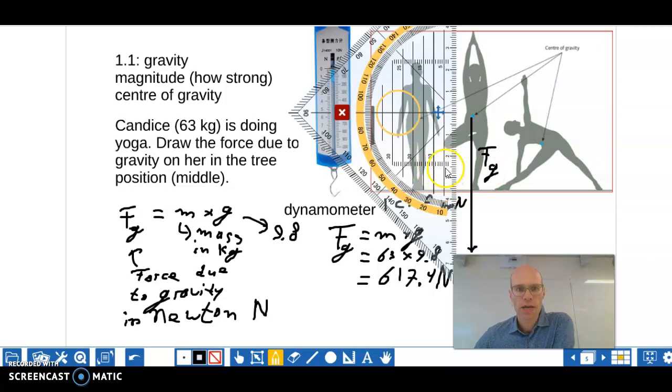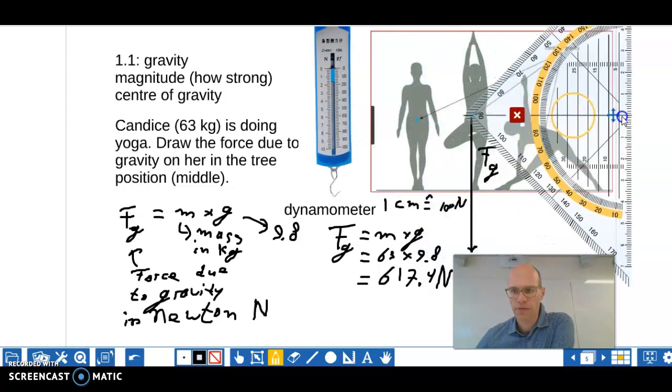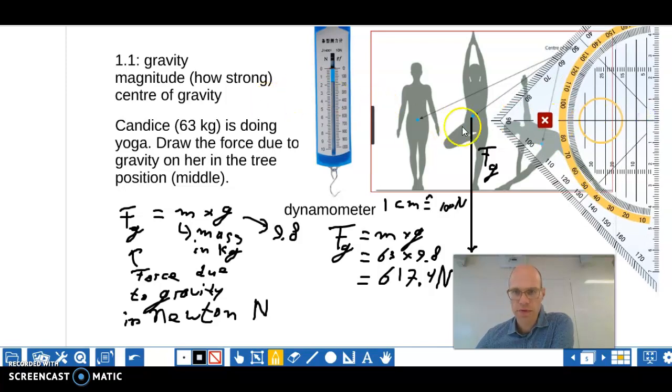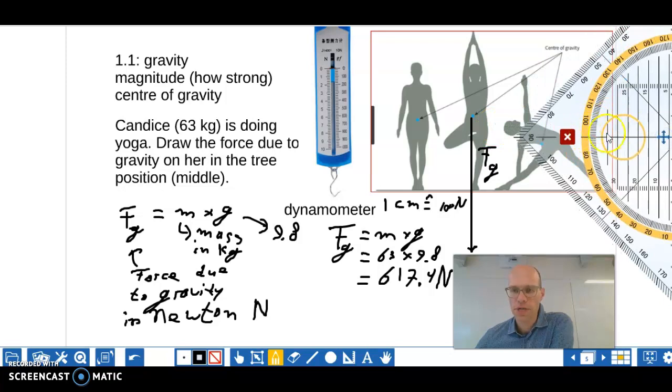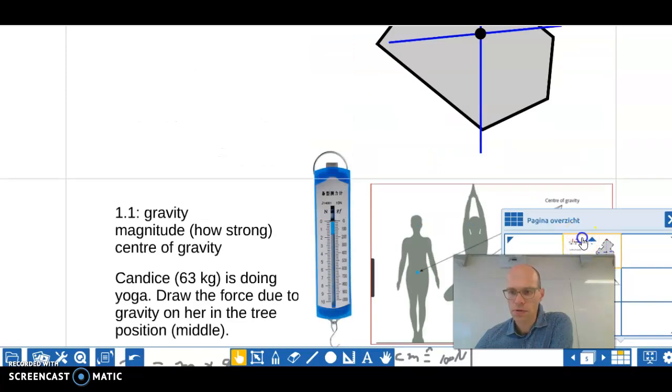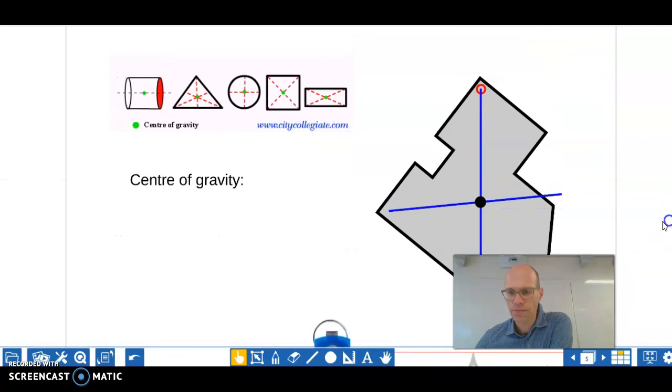Okay, now you are basically able to draw the force of gravity and calculate the magnitude of the force of gravity, so how strong it is. But the point of application, or the center of gravity, it's strange, why is it over there? And you can see that it switches position if you have a different stance, if you are standing differently. So what is then the center of gravity? And that is something I want to talk about over here.